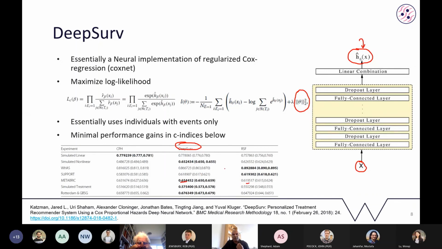But there's a fundamental problem with this, because it uses only cases for which events have taken place. So in my understanding, this is suboptimal if you have a lot of censored cases. So yeah, you may want to just simply use survival SVMs or neuralized versions of those.